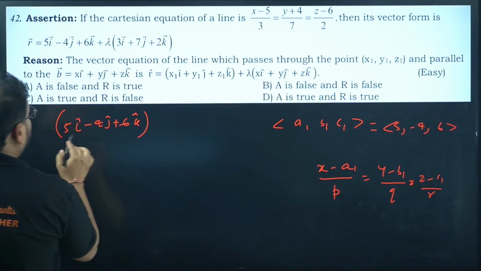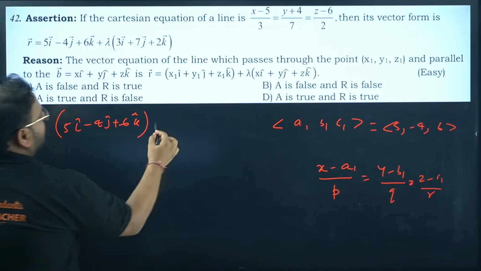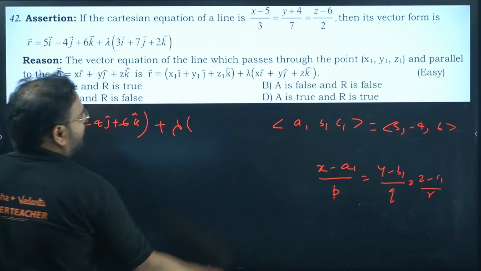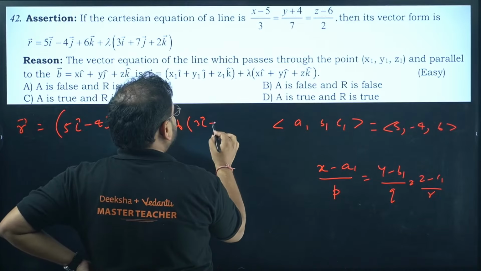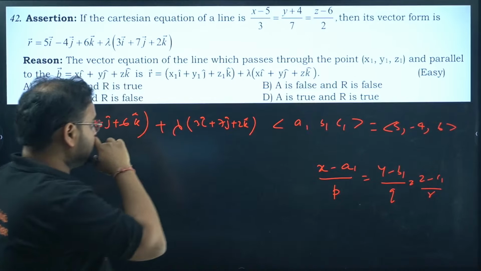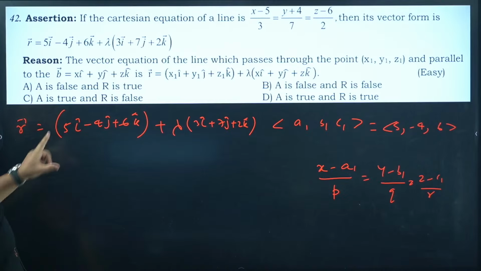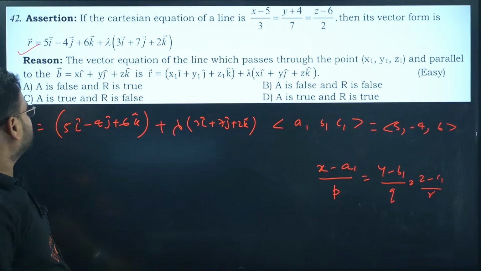Now this is my vector r equals this, plus lambda over here because the line is going to be parallel to a given vector 3, 7 and 2. So right here 3i cap, 7j cap and 2k cap. That's your answer. Is it the same? 3, 7, 2 and 5, -4, 6. It's correct. It's true. Assertion is correct.